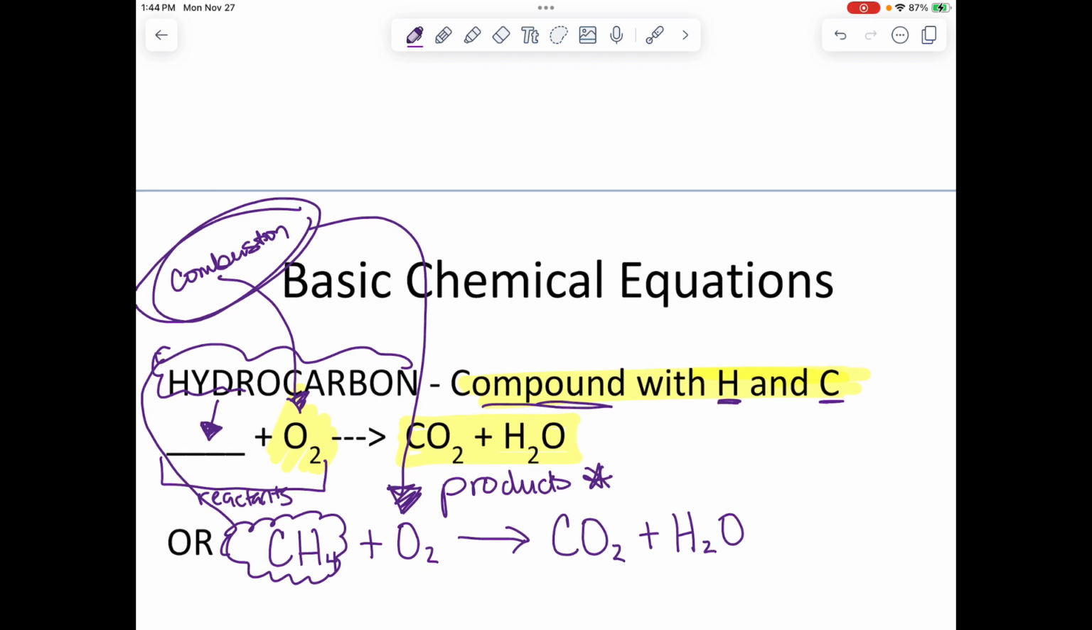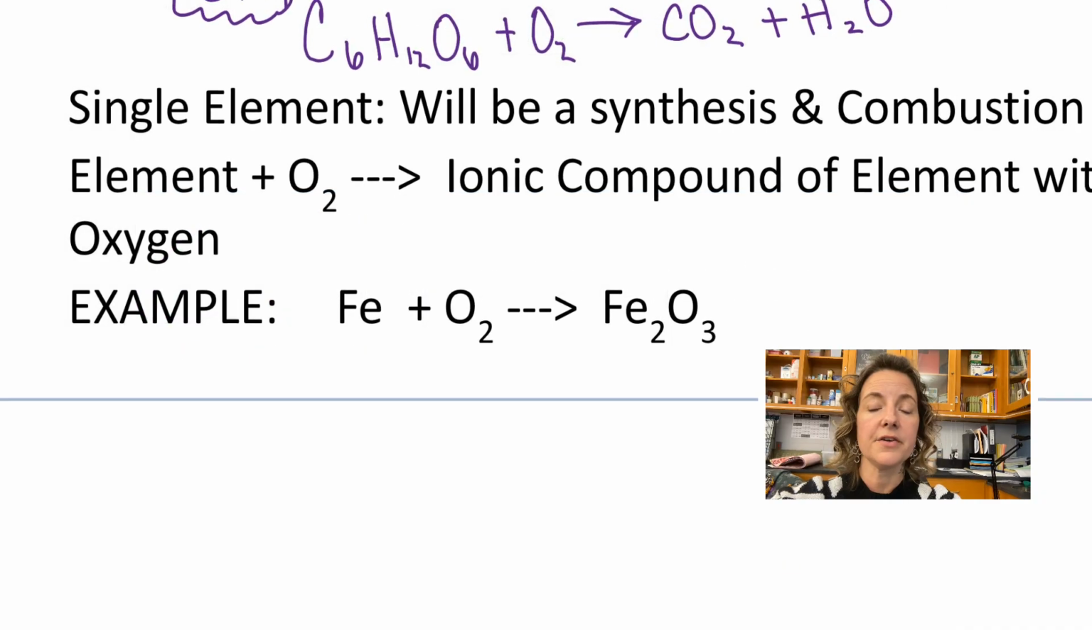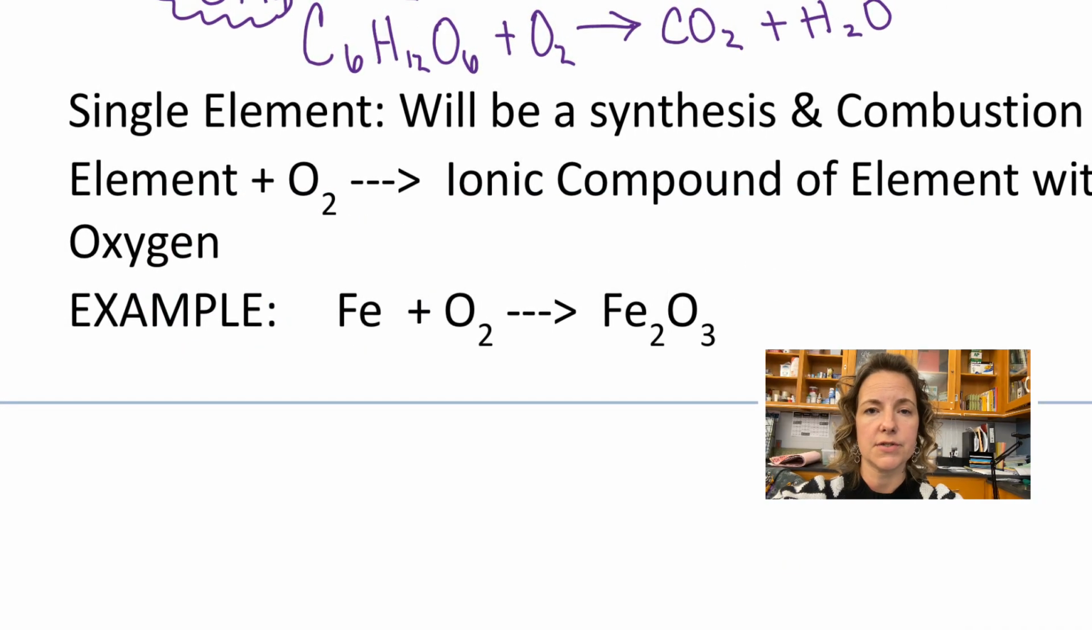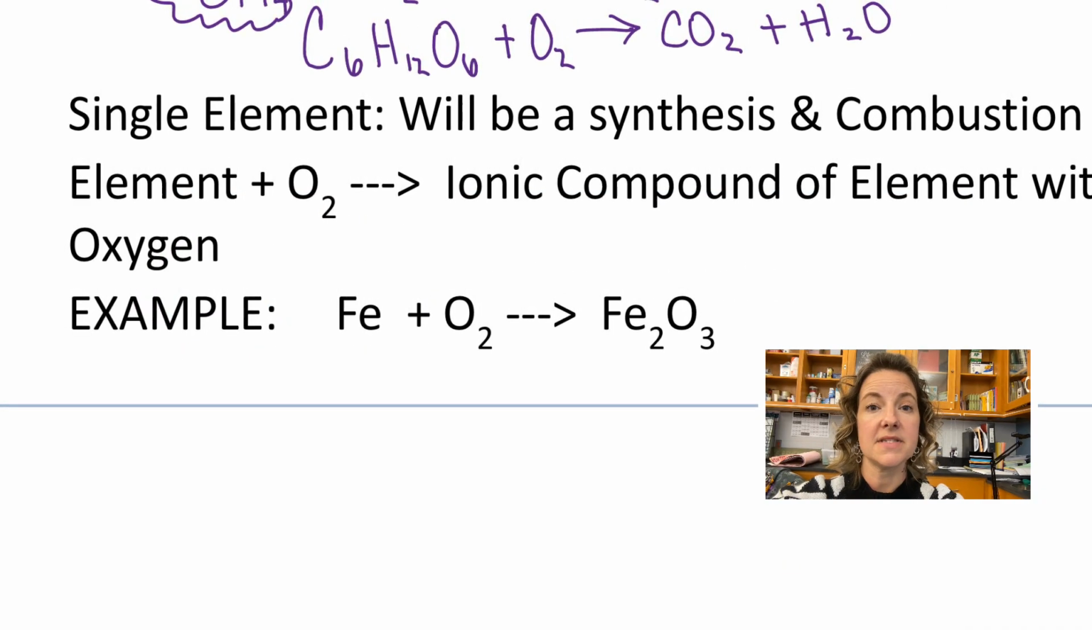What about sugar when you do cellular respiration? Sugar is C6H12O6. When you do cellular respiration, it reacts with oxygen. So guess what? It's a combustion reaction happening right inside of your body. And the products are CO2, which you breathe out, and H2O. You keep some of it, but then your body gets rid of the other amount of it when you go to the bathroom.